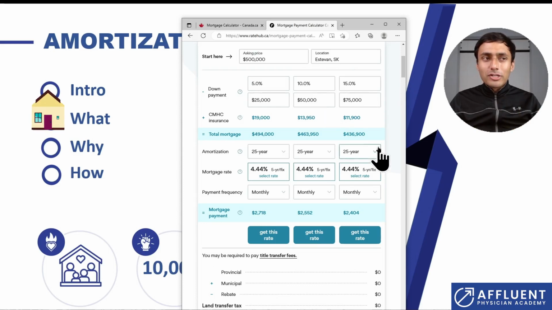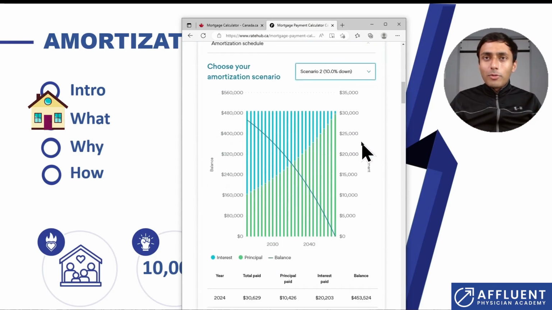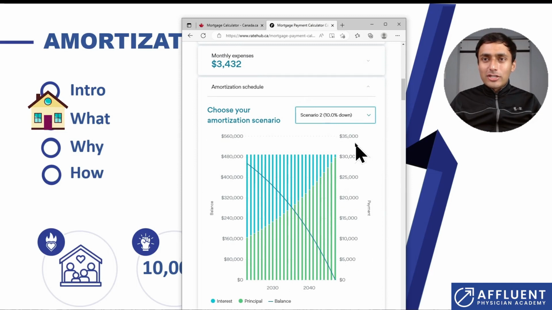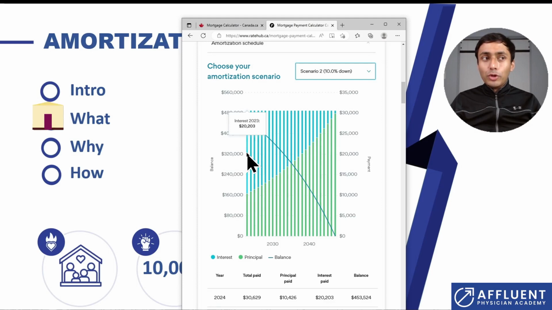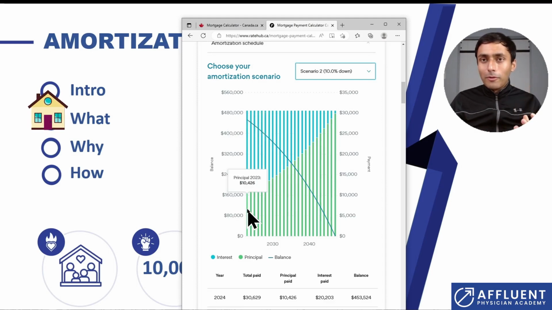But again, these numbers are not important to know. What is important to know is this amortization schedule. So amortization, again, is a concept where you essentially have principal and interest payments. And you can see that a larger portion is blue, which is the interest payment, and a smaller portion is the principal, which is these two payments combined will then become your total payment.